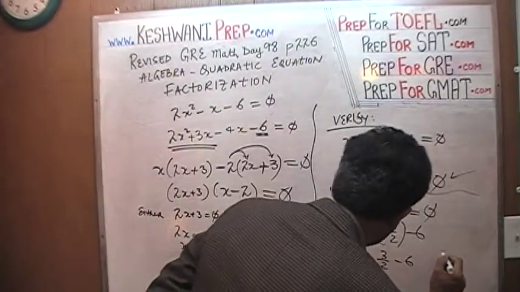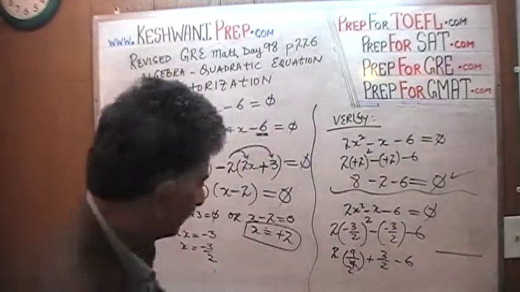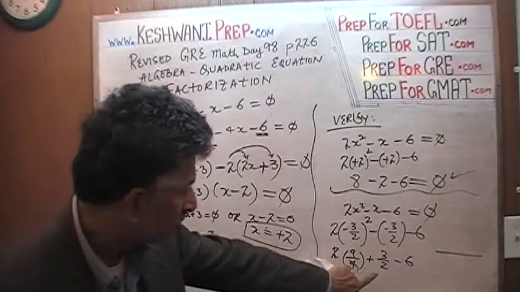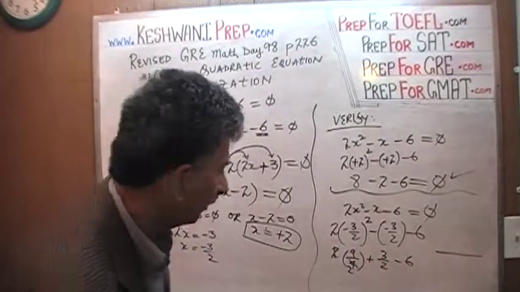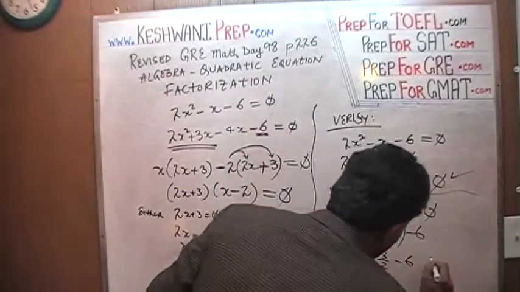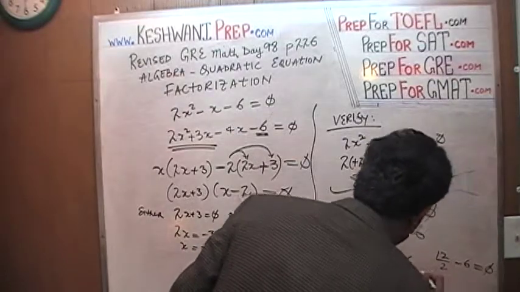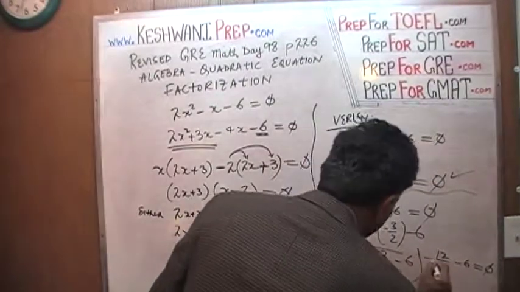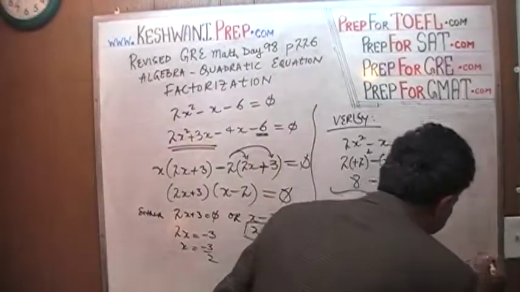Let's continue here. We get a common denominator of 2. This has a denominator of 2. This has a denominator of 2. So it's 9 plus 3 is 12. There you go. 12 divided by 2 is 6, and minus 6 equals 0. Voila, it works. It does equal 0. So it works. It satisfies it.